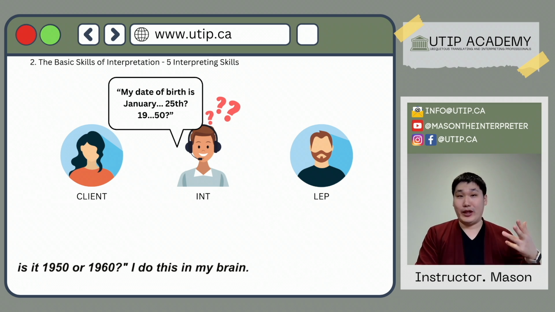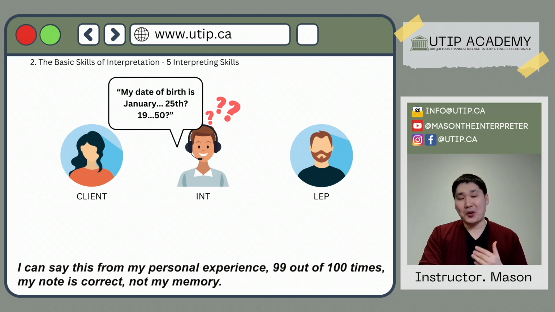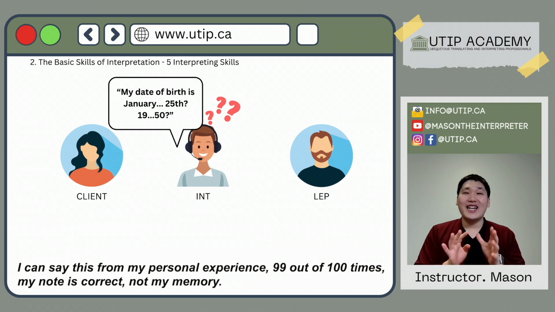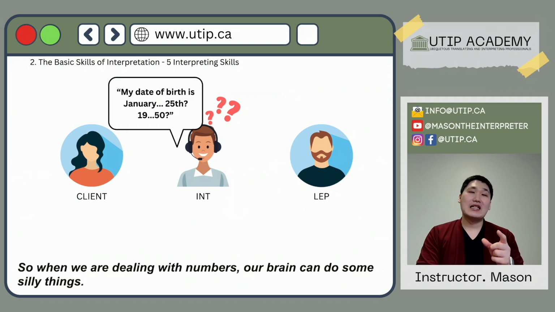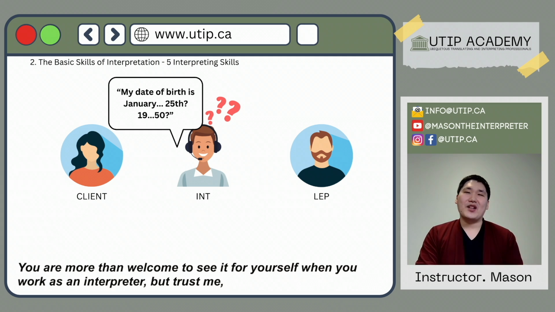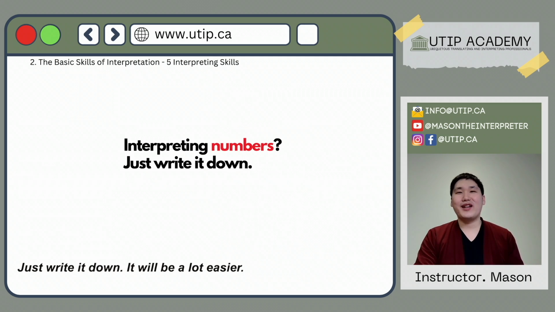I do this in my brain. I can say this from my personal experience. 99 out of 100 times, my note is correct, not my memory. It's actually really weird, but I'm sure you will experience something similar as an interpreter. So when we are dealing with numbers, our brain can do some silly things. You are more than welcome to see it for yourself when you work as an interpreter, but trust me, just write it down. It will be a lot easier.